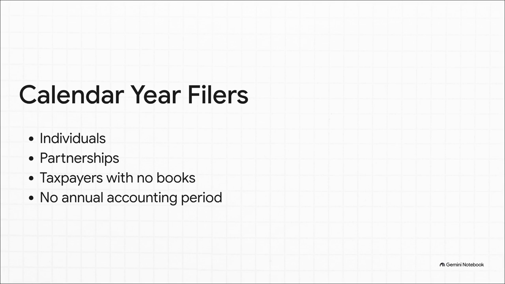The real trick here is knowing exactly who doesn't get a choice. Lock in this LECPA hack right now. Individuals, partnerships, taxpayers who do not keep books, and taxpayers with no annual accounting period are strictly locked to the calendar year. No exceptions. If you see a multiple-choice question where a partnership is trying to use a fiscal year ending in March, you instantly know it's a trap.